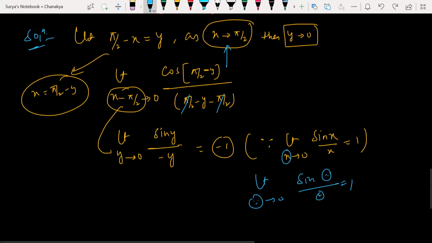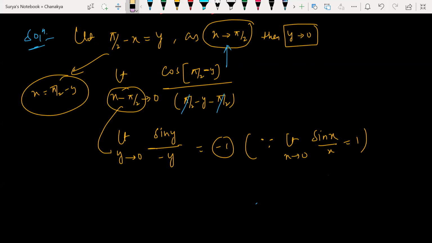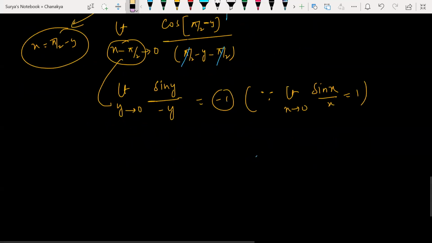Hope it is clear. Niyati, is it clear? Hope you are aware of this formula. Yes, I know it. Yes. Next question.